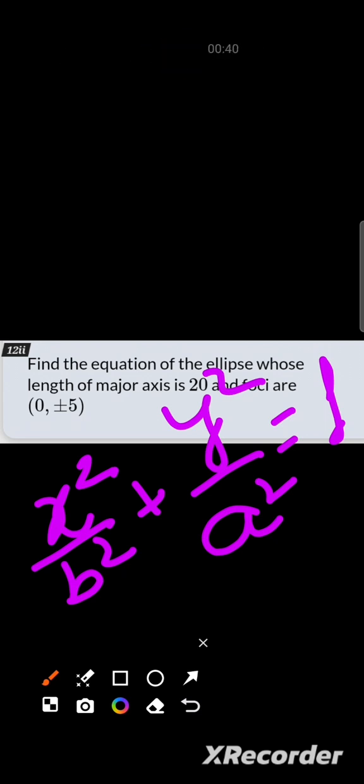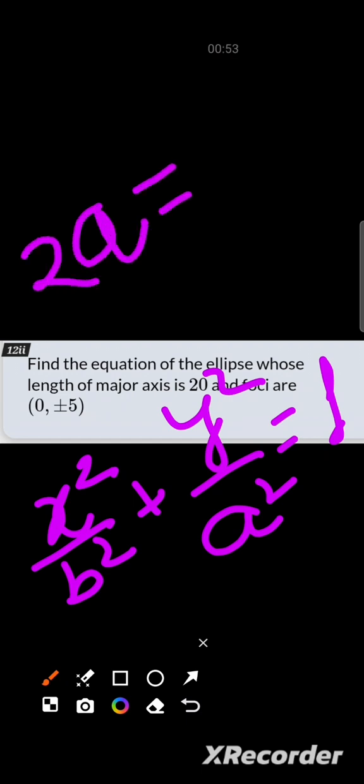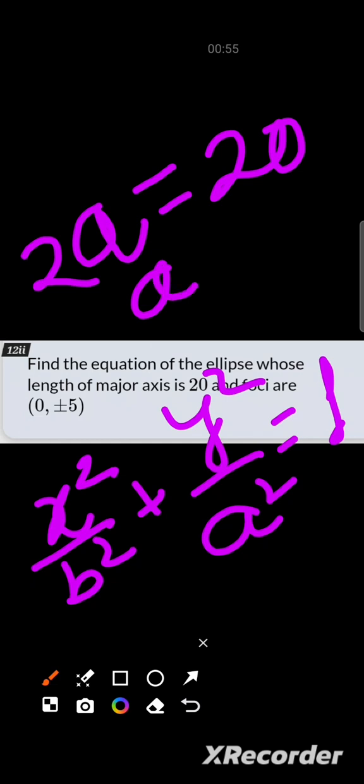Alright. Now what we find, we have been given the value of the length of the major axis. That means the length of the major axis is 2a, that is equal to 20. So a is equal to 10 units.